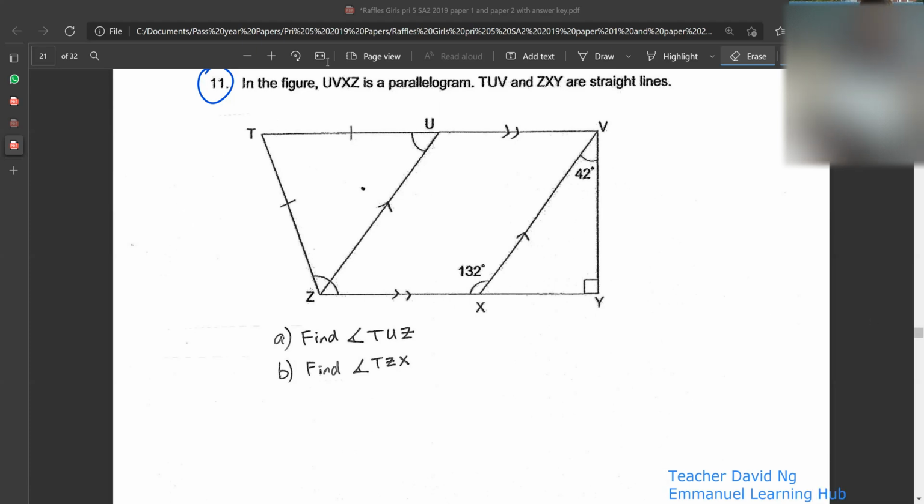Okay, question 11. In the figure, UVXZ is a parallelogram. TUV and ZXY are straight lines. Find angle TUZ. TUZ is this angle. This box here represents 90 degrees. So this one will represent 90 minus 42. Use finger, let me see, 48.